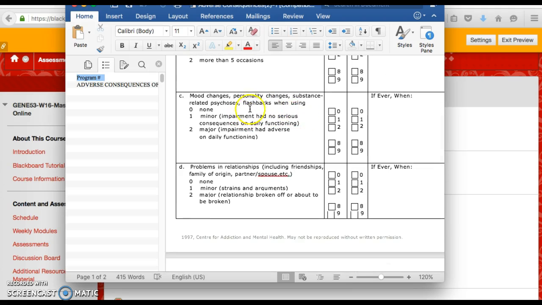This one here, mood changes, personality changes, substance-related psychosis, or flashbacks when using. You've got two, minor or major. Minor is that it impairs my ability to function when I'm using the substance, or I'm drinking alcohol. Major is that it still affects me when I'm not using. So, I'm moody even when I'm not using, or I'm having personality changes even when I'm not using. So once the impairment's worn off, there's still an impairment on my daily functioning. That's what we look at with the more major ones.